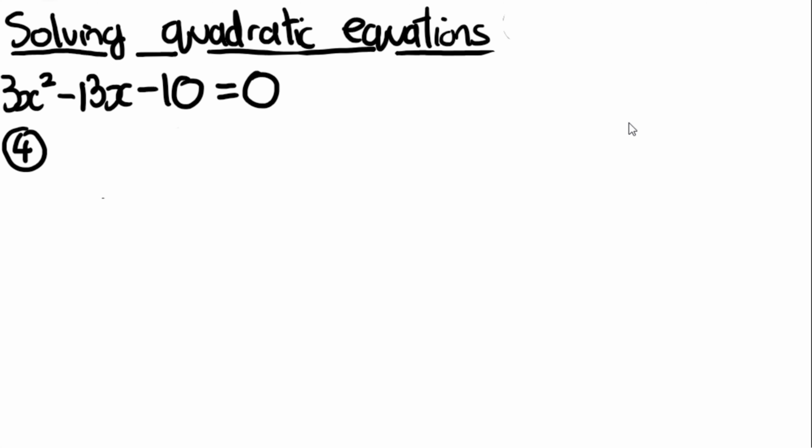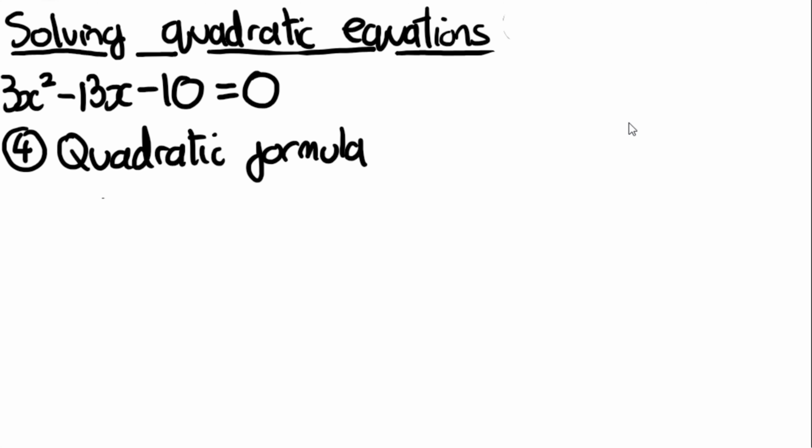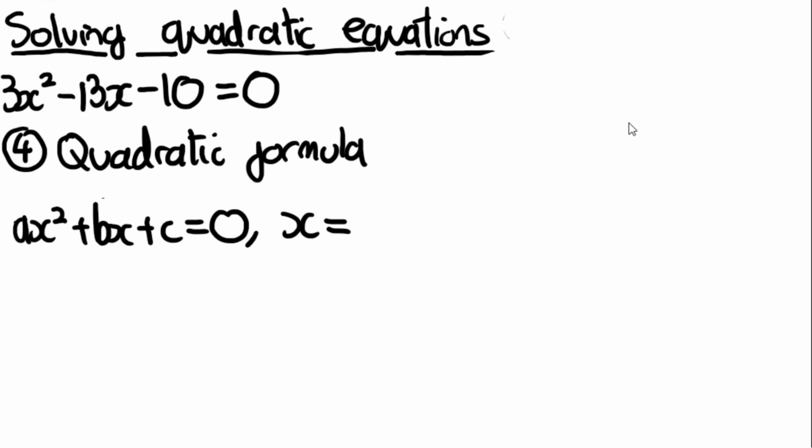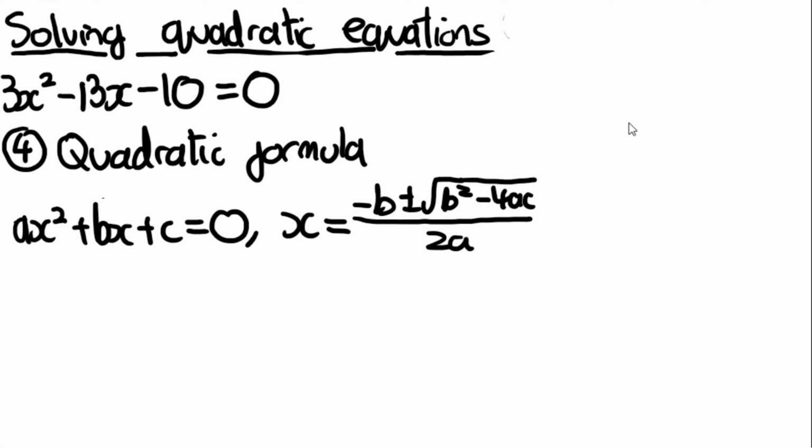So the fourth and final way that you can solve quadratic equations is by using the quadratic formula. You're not given this in the formula booklet, and to be honest, if you ever do want to solve quadratic equations, again, I'll just use the calculator, I wouldn't use this method. But the quadratic formula is for ax squared plus bx plus c is equal to 0. x is equal to minus b plus or minus the square root of b squared minus 4ac over 2a.